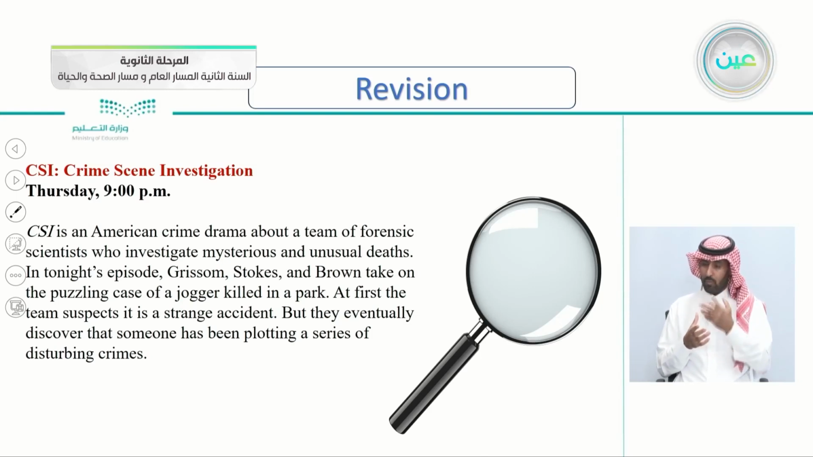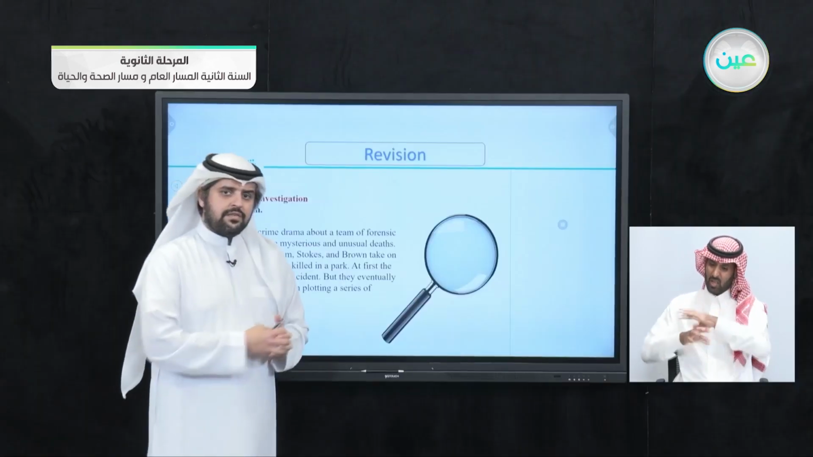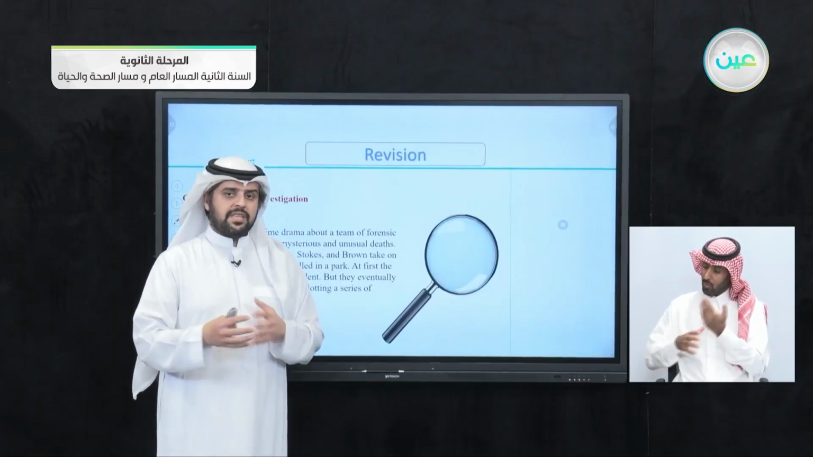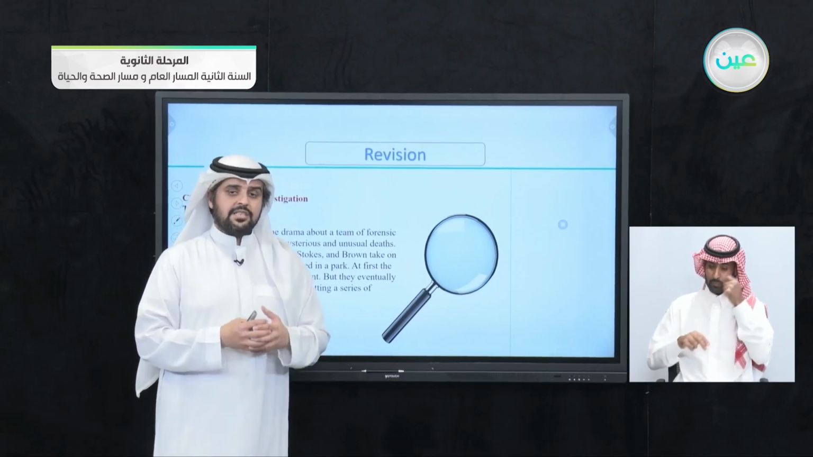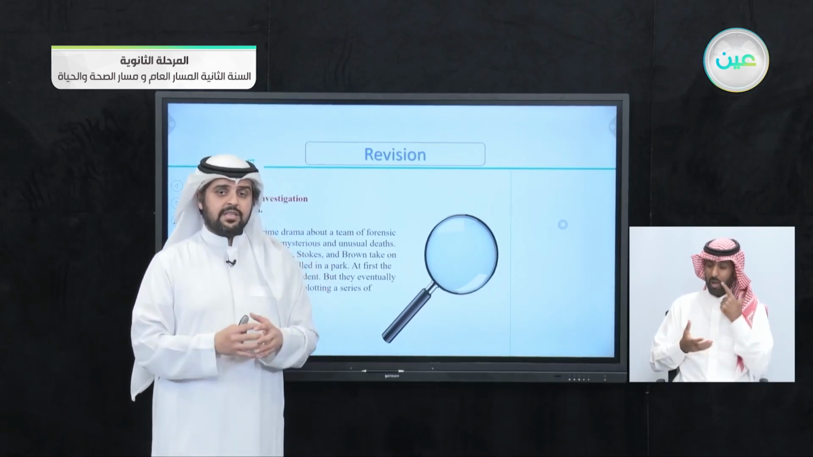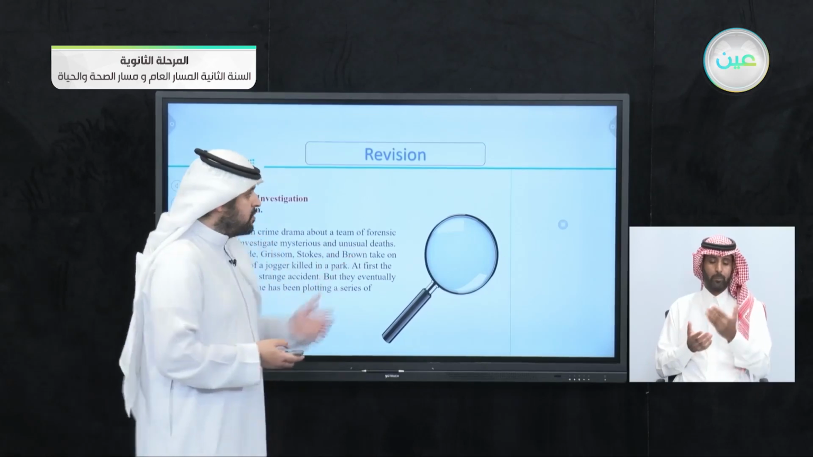In tonight's episode, Grissom, Stokes and Brown take on puzzling cases, including a jogger killed in a park. So this is the whole theme of this TV series. Some detectives, some forensic scientists try to solve crimes, try to solve puzzles, and we knew that from our previous lesson.